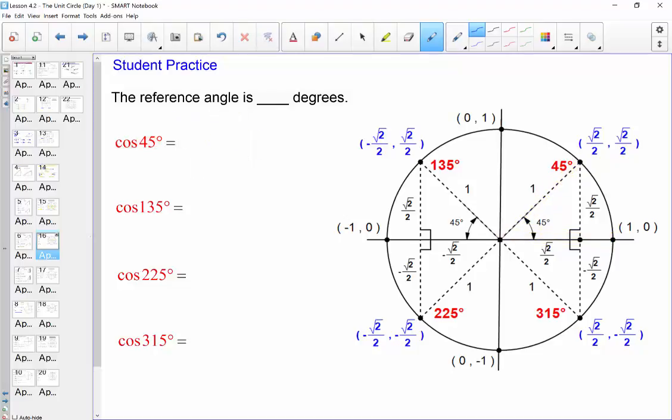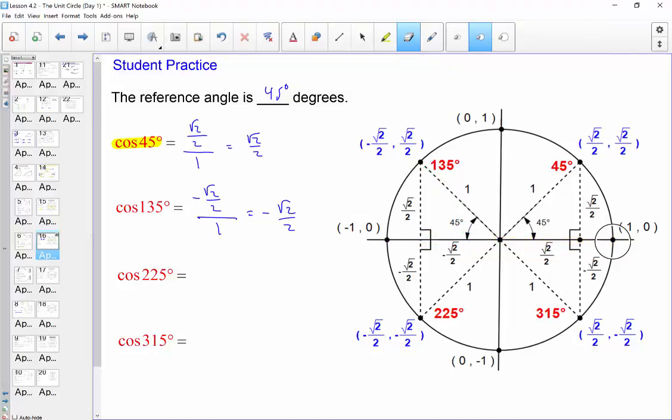The cosine of 135 degrees, evaluating this angle, using this as our reference angle. So our reference angle is 45 degrees once more. Forgot to fill that in at the top here. So the cosine of 135 equals the adjacent side, negative square root of 2 over 2, over the hypotenuse 1 equals negative square root of 2 over 2.